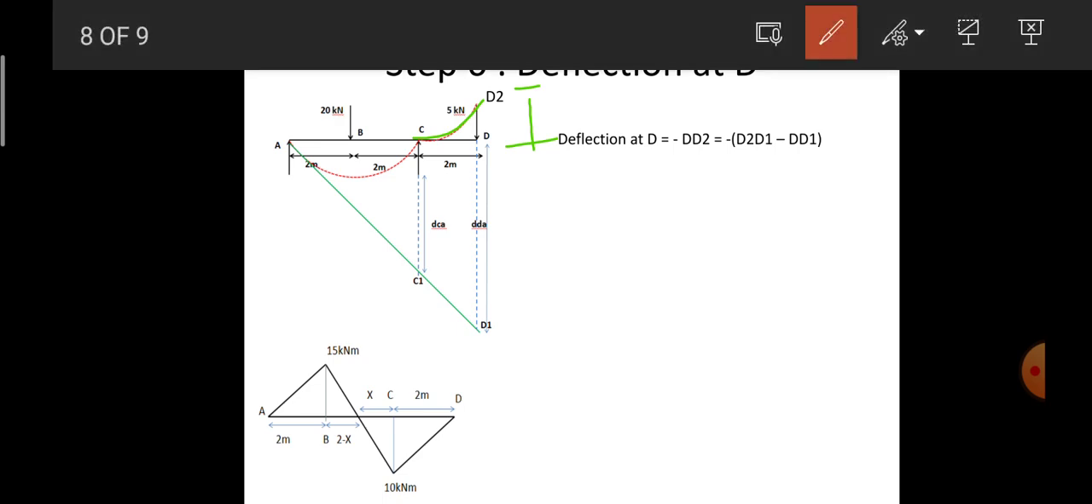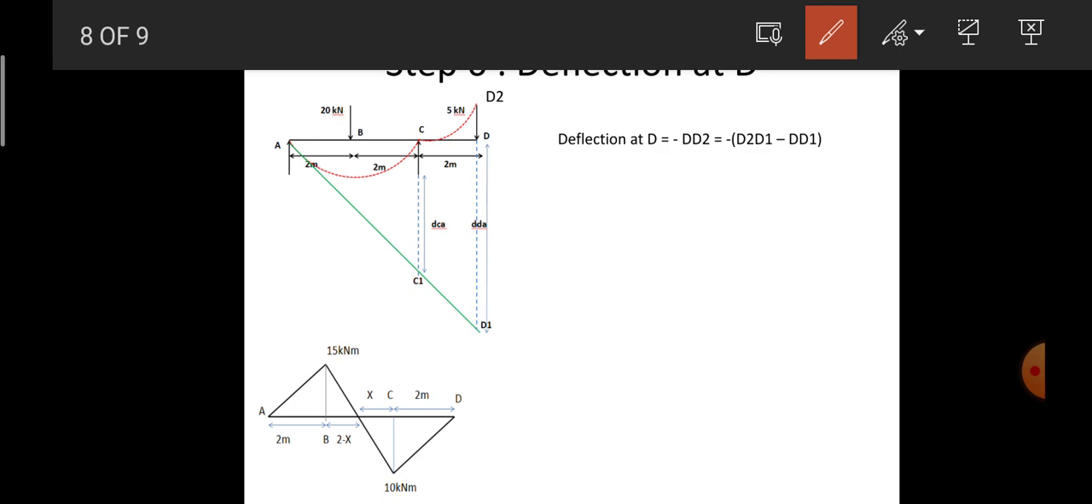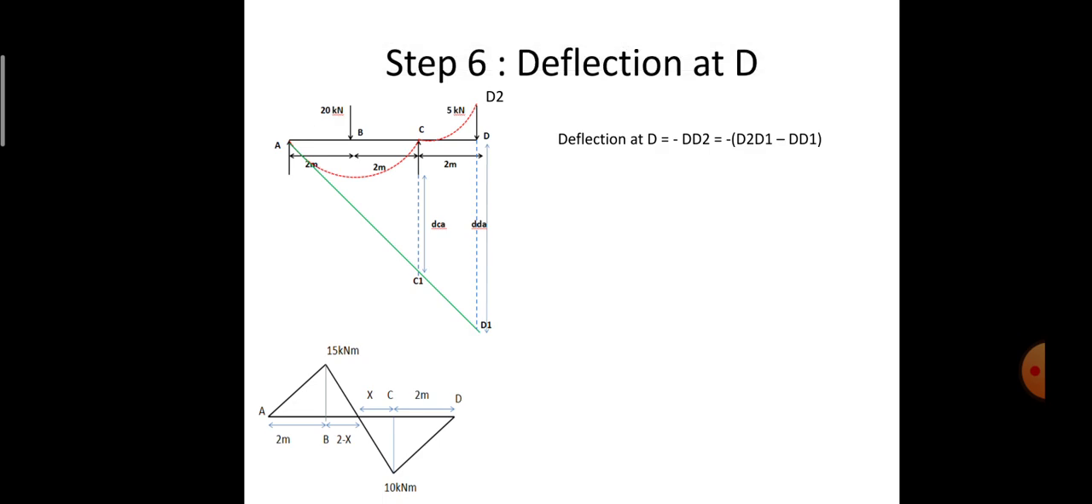Why is it a minus sign? Because it is going in the upward direction. Due to the hogging nature of the bending, it is going in the upward direction, hence it is taken as a negative value. Minus DD2 is equal to D2D1 minus DD1. So D2D1 minus DD1 will give you the value of DD2.